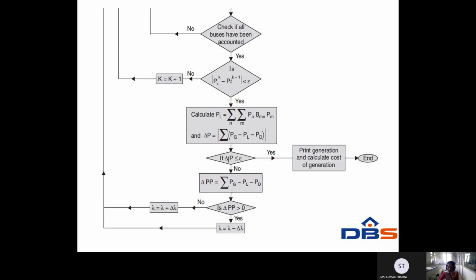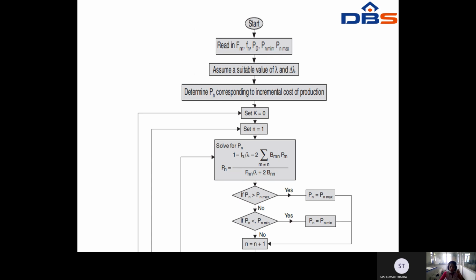If Pn is less than Pn minimum, when it is yes, then Pn equal to Pn minimum, and next going to n equal to n plus 1. Next checking another condition: check if all buses have been accounted. When it is yes, we go to these steps. When it is no, we go back, solve for Pn, and the same conditions follow.